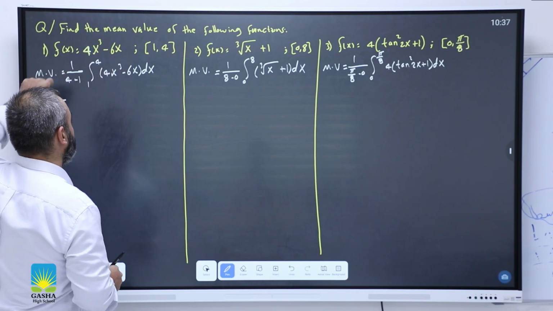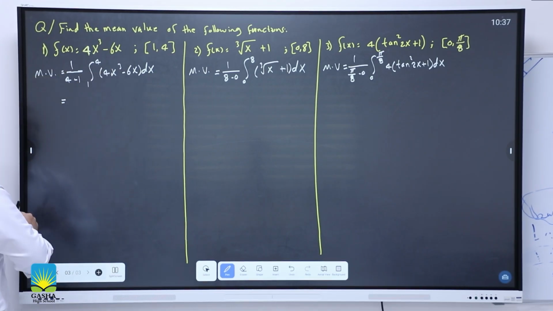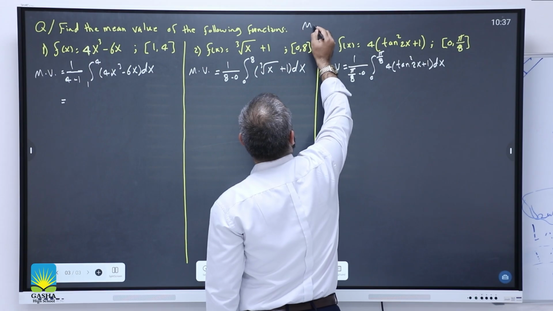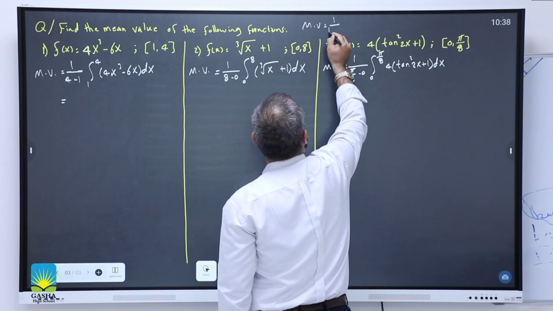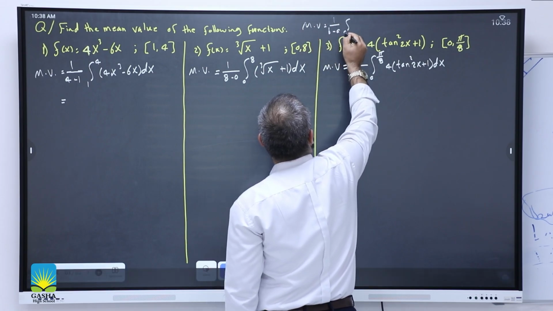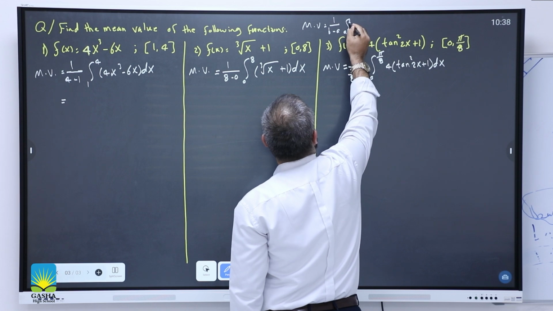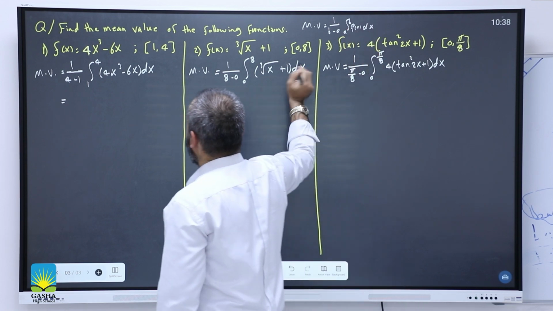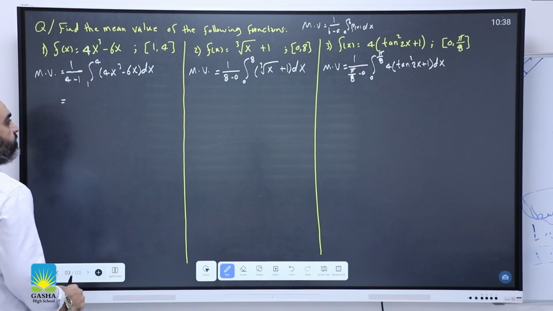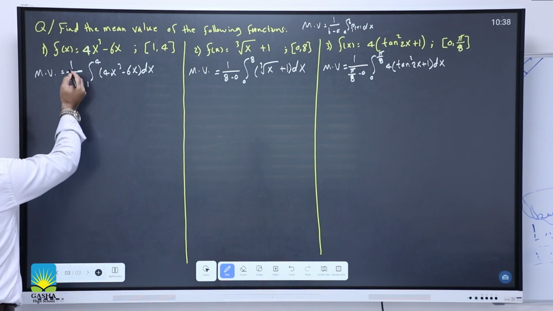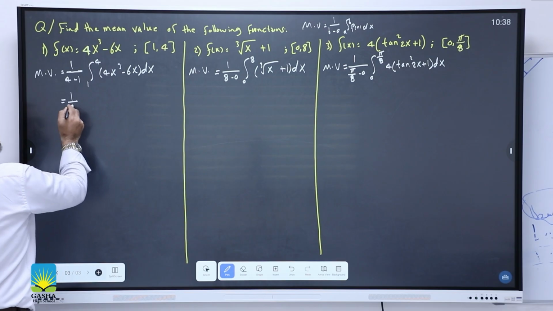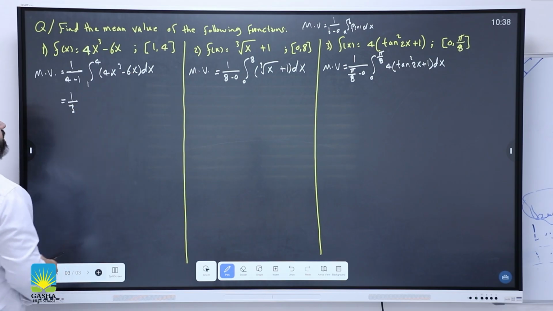So this is the formula of the mean value. Mean value equals 1 over b minus a, integral from a to b, f of x dx. So the mean value depends on the definite integral. So 1 over 4 minus 1, it's 1 over 3, right? And we integrate the function.